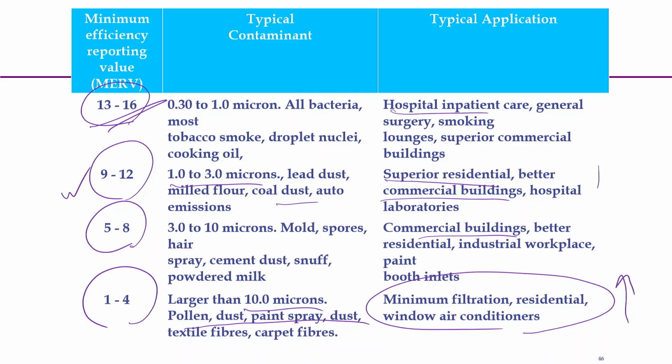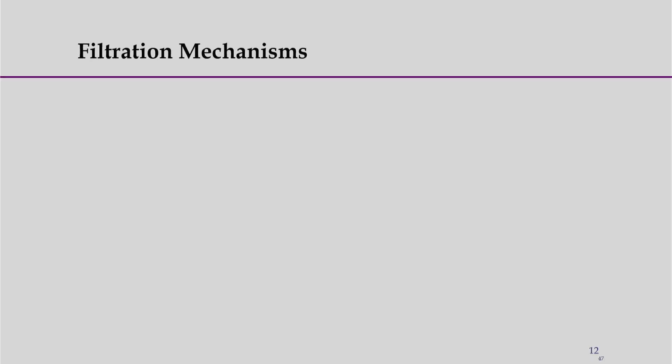This range is used in places where we need very good filtration, like hospital, in ICU, general surgery. And in ICU and all this, if we need much better, we can go for MERV rating 16 and above. So, these are the different ratings here.